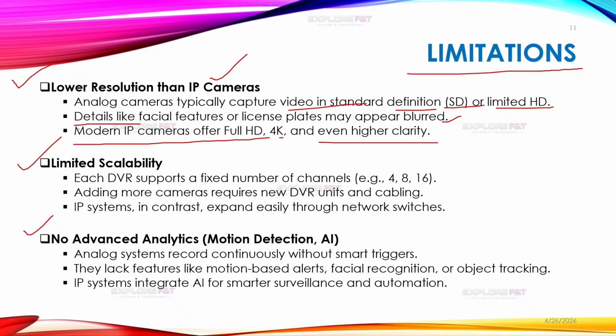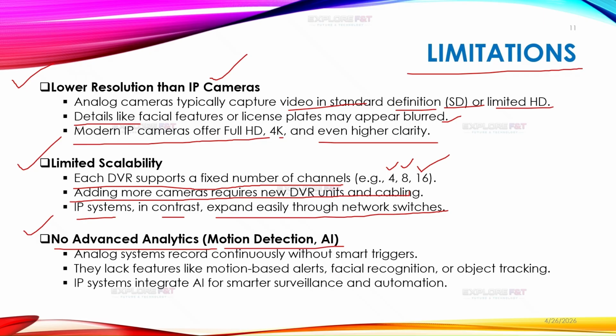Limited scalability. Each DVR supports a fixed number of channels, like 4, 8 and 16. Adding more cameras requires a new DVR unit and cabling. IP systems, in contrast, expand easily through network switches. No advanced analytics, motion detection or AI. Analog systems record continuously without smart triggers. They lack features like motion based alerts, facial recognition or object tracking. IP systems integrate AI for smart surveillance and automation.